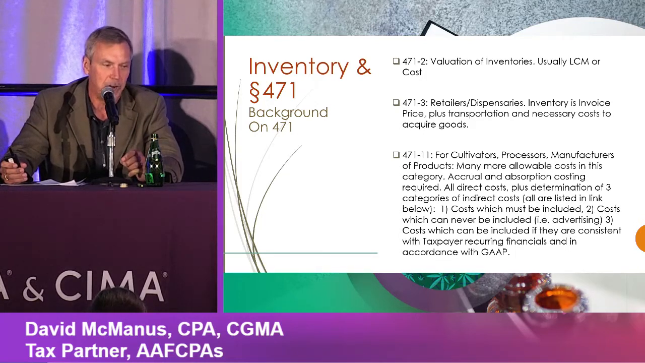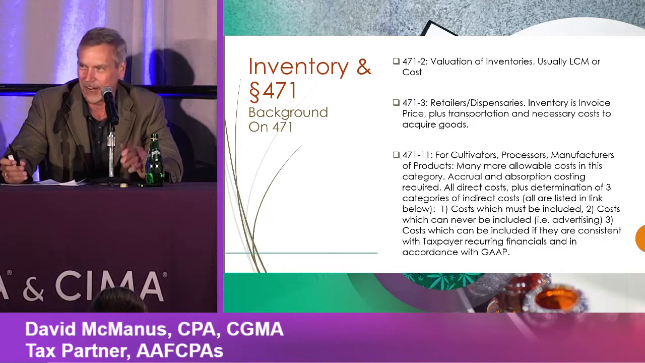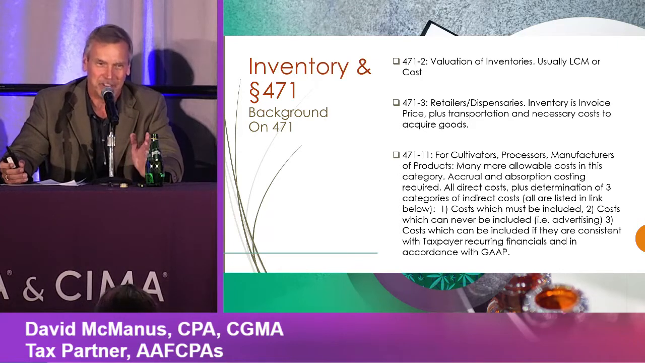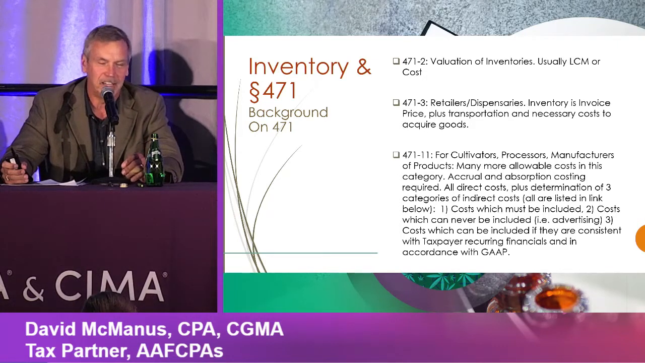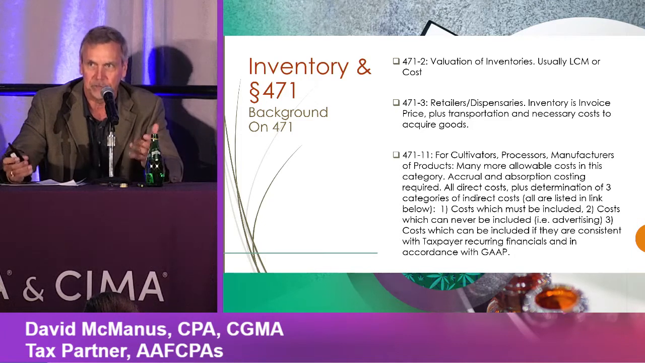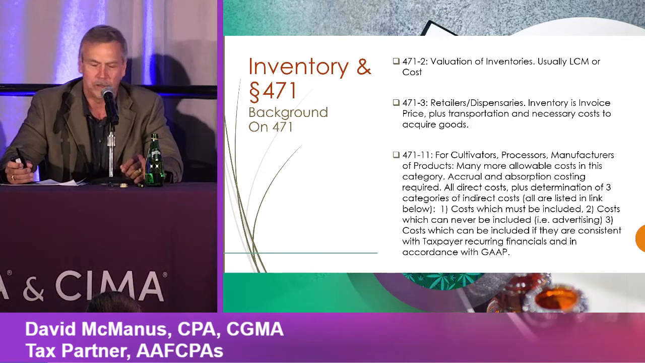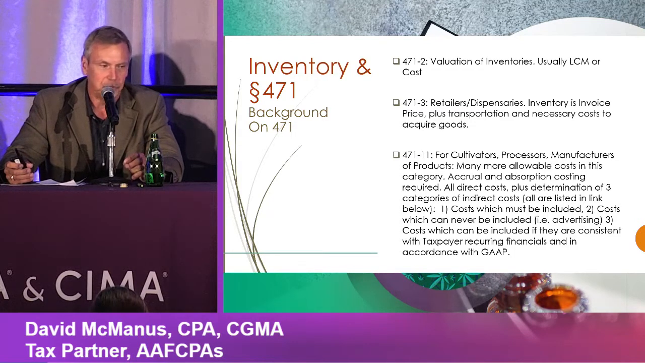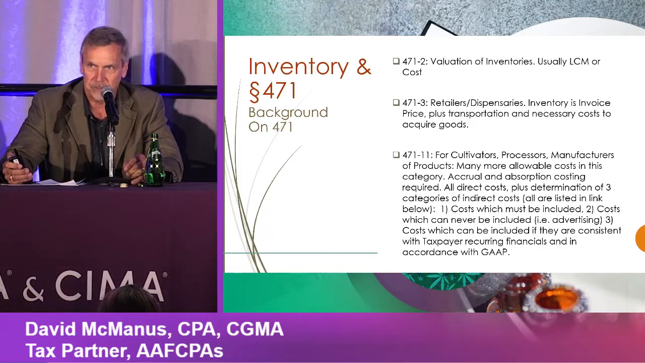471-11 is for your processors, your cultivators, really the manufacturing. Go back to your cost accounting days, and it's full absorption accounting and accrual basis accounting, and you're looking at your direct costs and your indirect costs. It's just a lot more expenses that you can pull into your cost of goods sold for a cultivator and a manufacturer. So some of the key items there, again, is just going to come back to consistency and how those costs are being reflected in your internal reports, and are they acceptable under IRS Code Section 471.